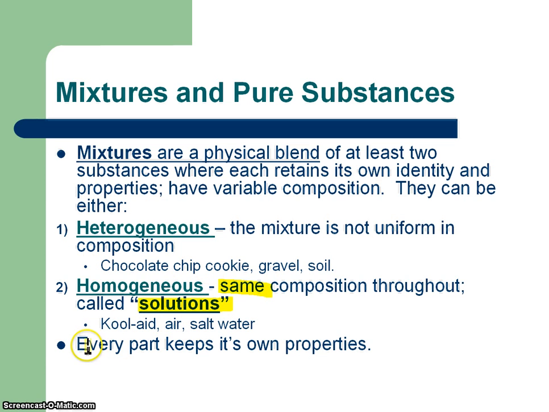Now, in mixtures, every part of the mixture keeps its own properties. In salt water, the salt and the water keep their own properties. In a chocolate chip cookie, the chocolate chips keep their own properties, and the cookie itself keeps its own properties. A good way to remember the difference between heterogeneous and homogeneous is by the Greek prefix hetero and homo. Homo means the same composition throughout. Hetero means different, a different composition throughout.